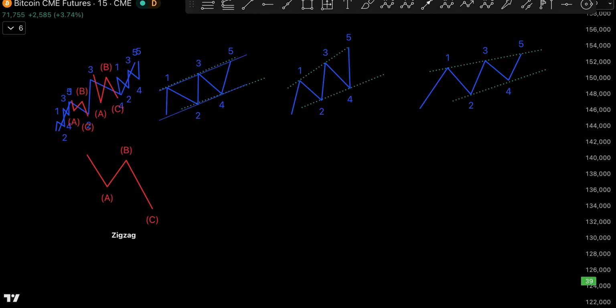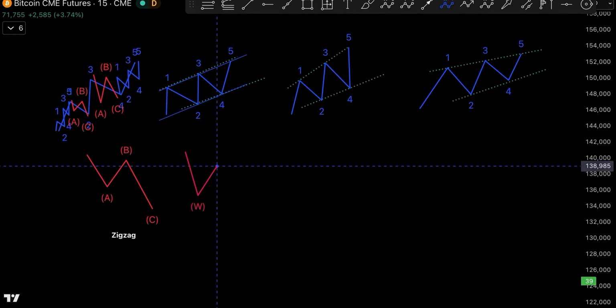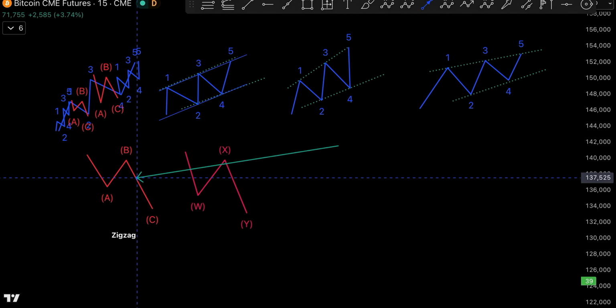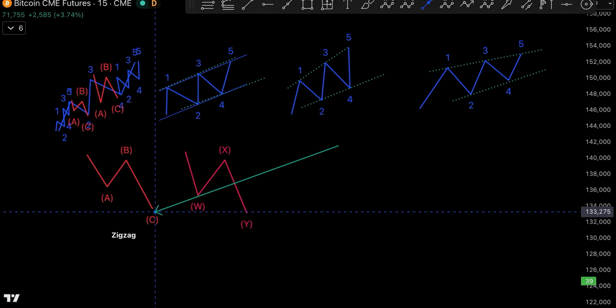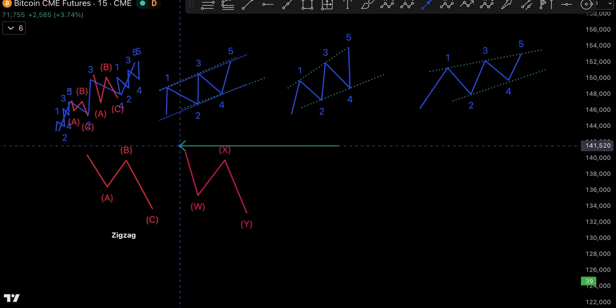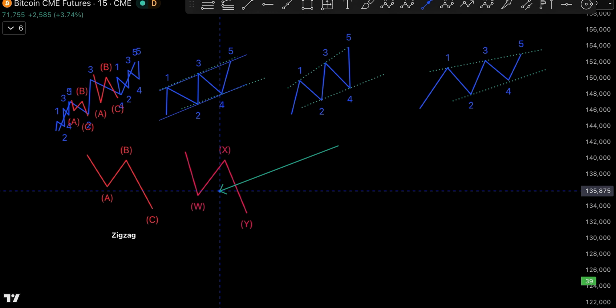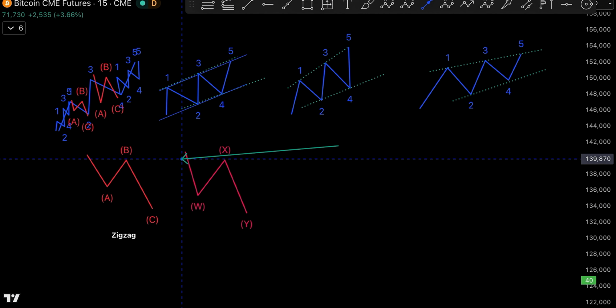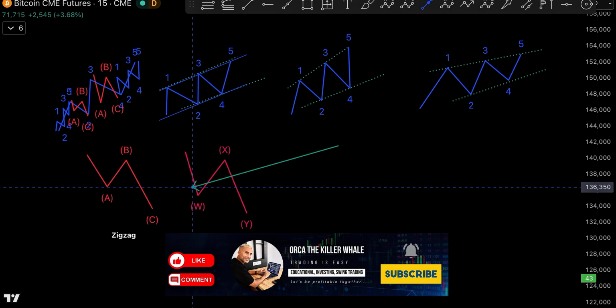And next comes a WXY. If we talk about the WXY, usually if the zigzag is a 5, 3, 5 structure, then WXY has a combination of ABC, ABC, ABC, which is 3 times a combination of ABC. So this is a WXY.